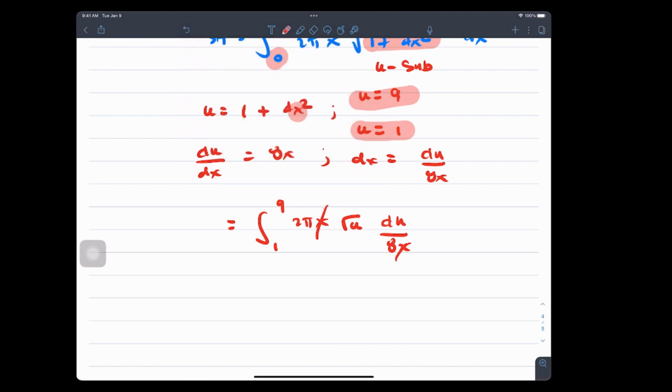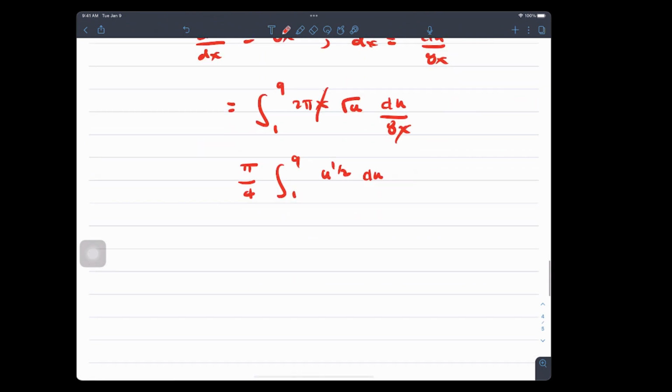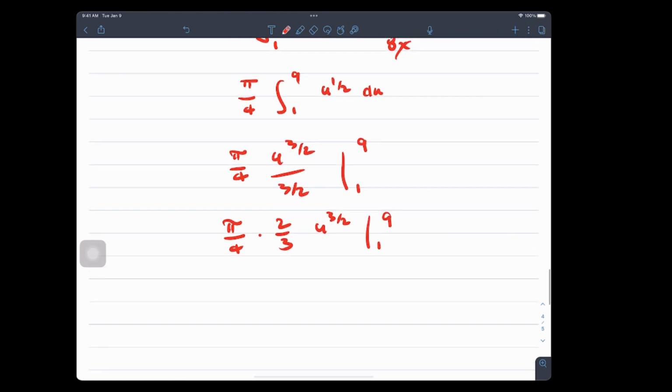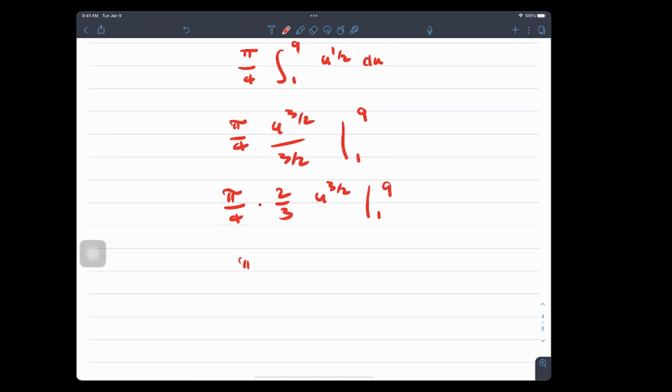Okay. So 2 over 8 looks like it's going to be pi over 4. We integrate from 1 to 9, u to the 1/2 du. And again, it's the same. Double check to see if my work's fine. u to the 3/2 over 3/2, 1 to 9. Pi over 4 times 2/3, 1 to 9. Looks like this will be pi over 6.